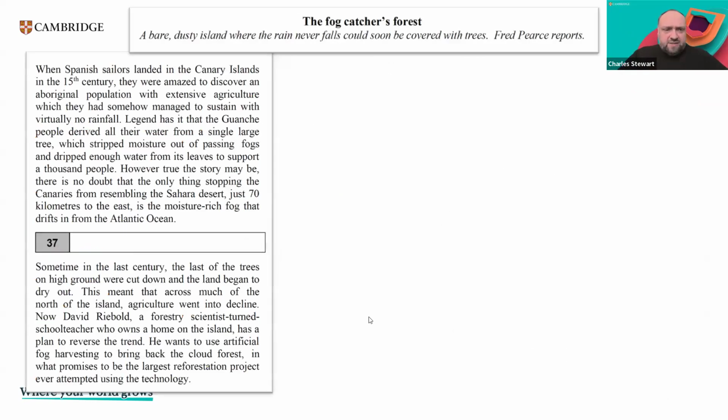So if we look at this here, this paragraph, I'll give you about 30 seconds or so. Just quickly scan through the paragraph here to get an idea of what it is about.